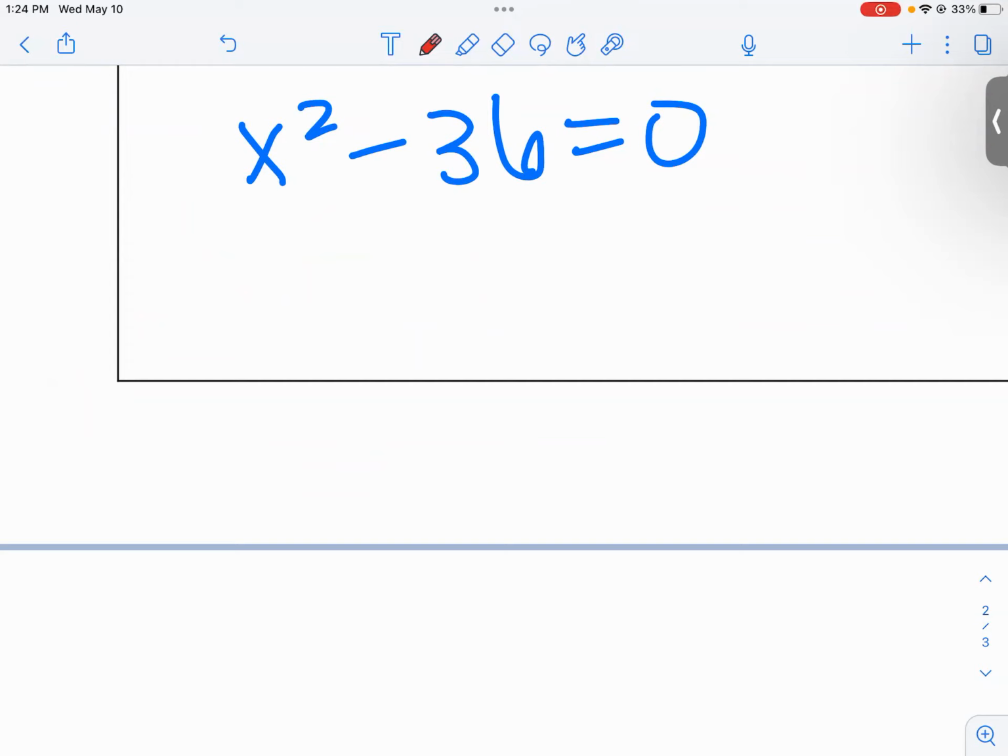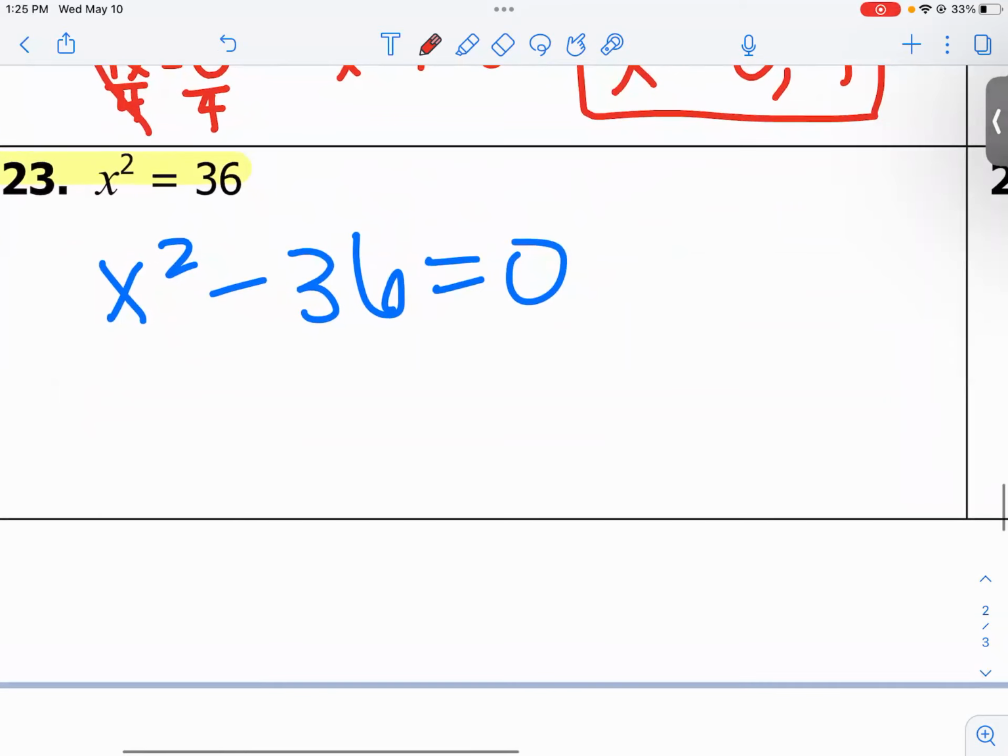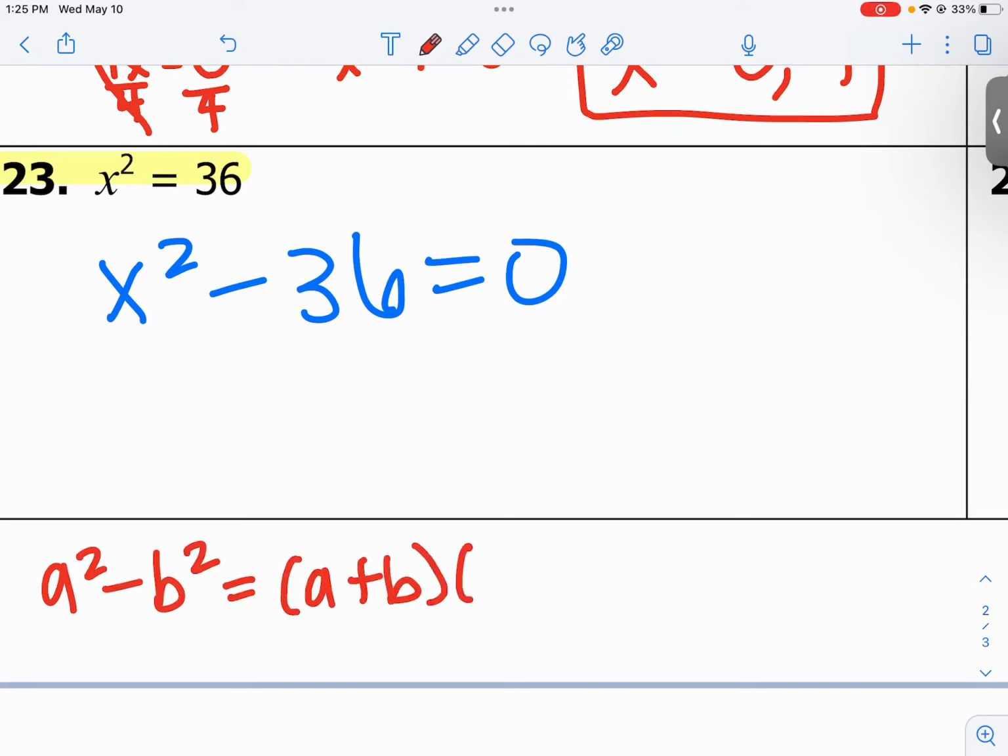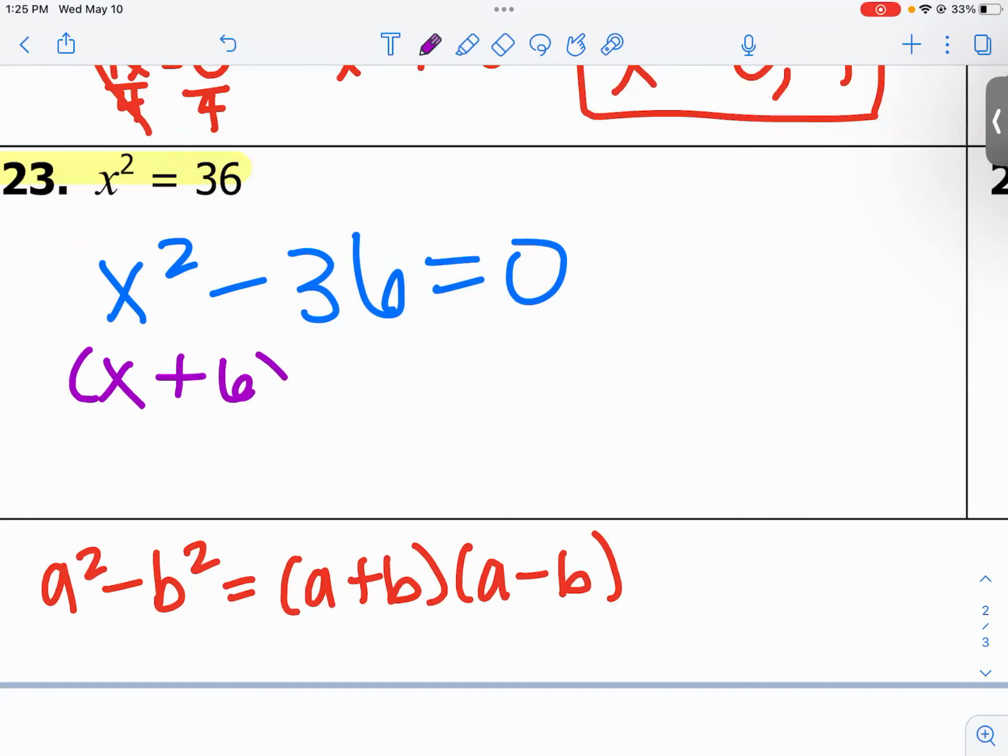There is a pattern that you need to remember. What pattern am I referring to? Difference of squares. A squared minus b squared factors to a plus b times a minus b. So x squared minus 36 is x plus 6 times x minus 6.